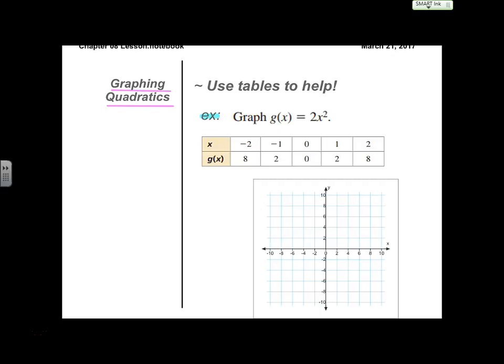Start writing in your notes. Graphing quadratics. We're going to use tables to help for right now.